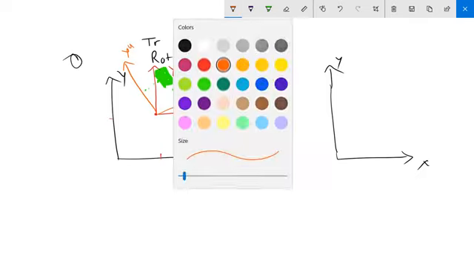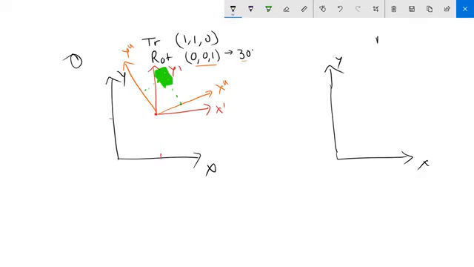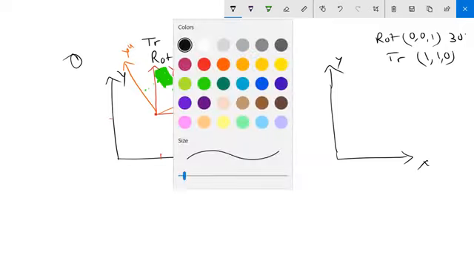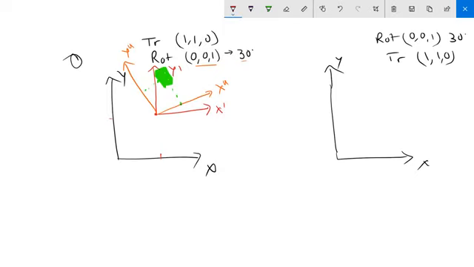For the second coordinate system, I'll first rotate along 0 comma 0 comma 1 by 30 degrees, and then I'll translate to the point 1 comma 1 comma 0. Let's see what's the difference here. I'll first rotate by 30 degrees. This will be my new coordinate system, x prime and y prime. Now I will translate to the point 1 comma 1 comma 0, which will lie here. So this will be my new coordinate system, x double prime, y double prime.